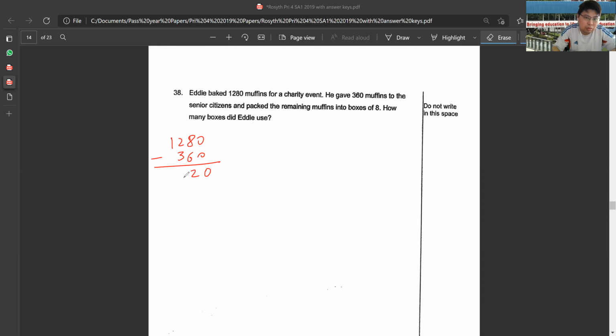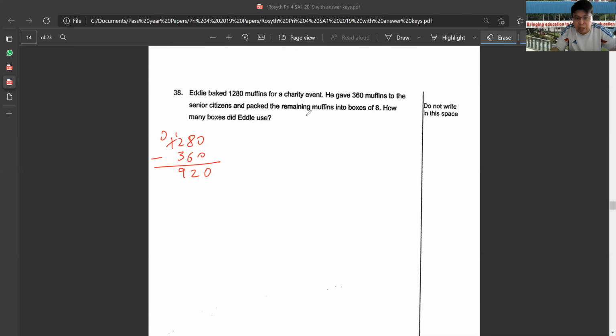So you need to borrow from the 1. Then the 1 becomes 0, but you don't put a 0 here. 12 minus 3 is 9. So 920. You understand? But 920 is not the answer. 920 is the muffins he packed into boxes of 8.